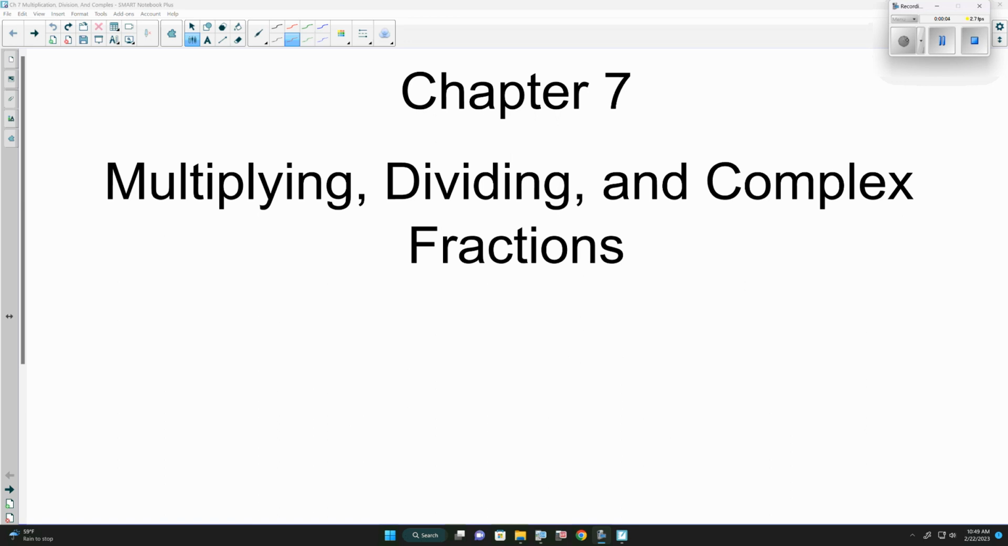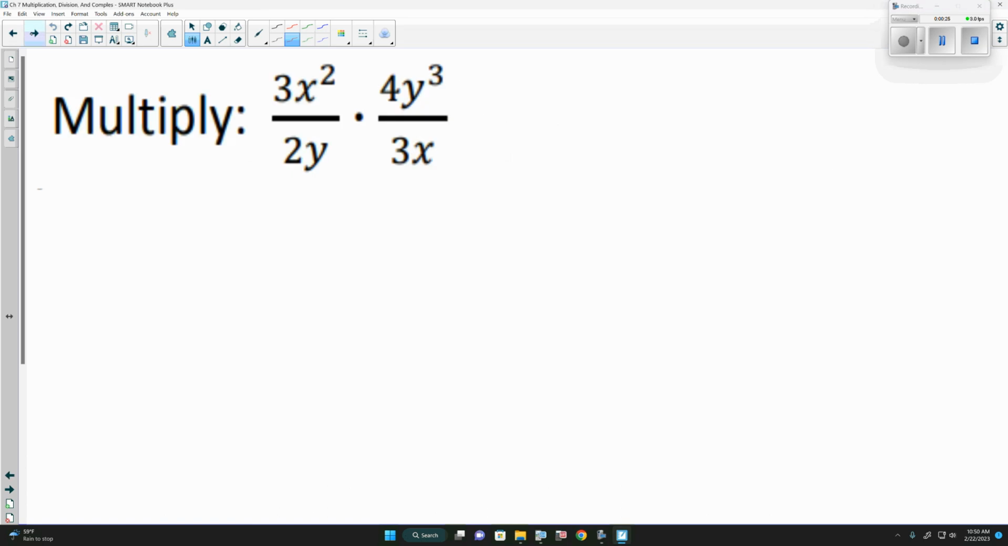All right, guys, what we're doing today and tomorrow, it's going to take us 2 days to go through this note sheet. We're looking at multiplication, division, and complex fractions. Today we're mainly going to get to multiplying and dividing these rational expressions. Tomorrow we will finish the dividing and then cover complex fractions.